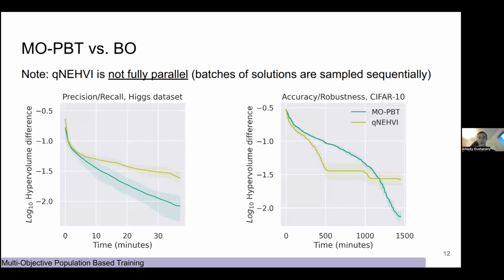And we see similar pictures to the previous ones. In some cases, MO-PBT has better anytime performance, and in some cases it has significantly better performance at the end of training, but in the beginning and in the middle it's lagging behind because no networks are fully trained in the middle of our search, and this is why it can catch up only later.